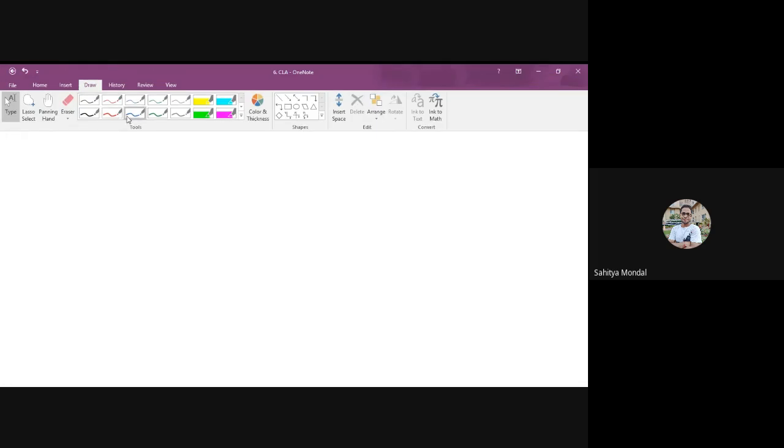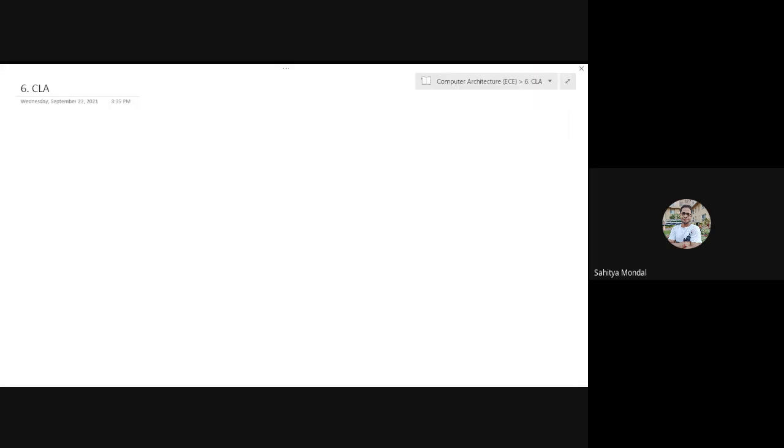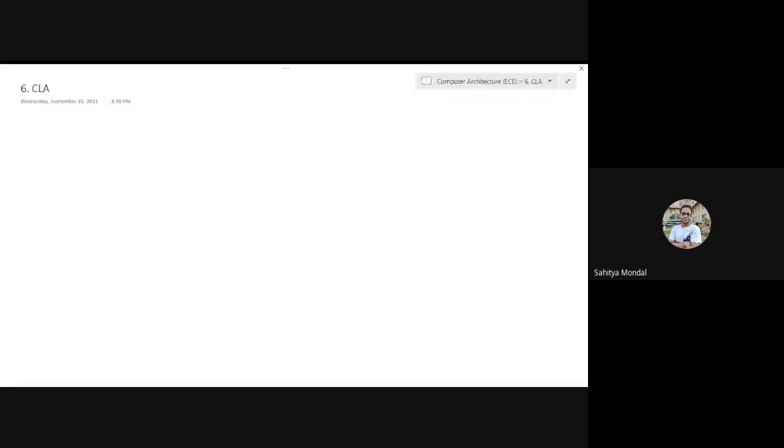So before discussing the CLA, especially if we want to design it, we have to look into the full adder truth table. Sir, your screen has become black. Screen becomes black? Yes, sir. Now it is fine. Yes, sir, now it's visible. Okay, so I need to open it in full screen.